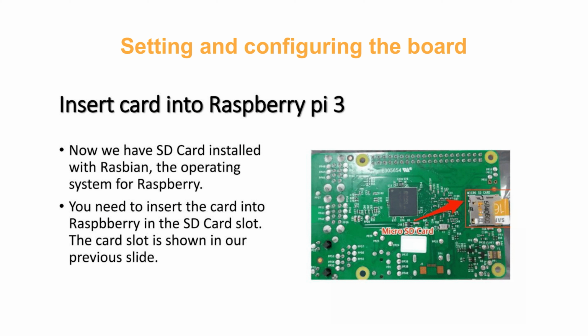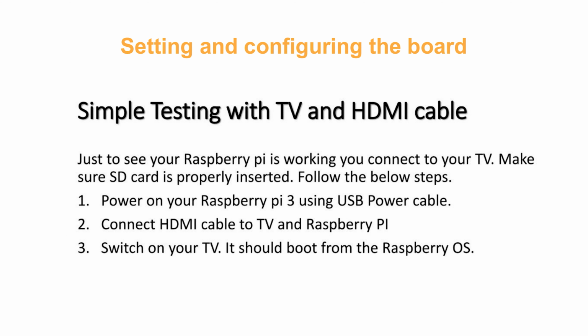The next very important step is to insert that SD card into the Raspberry Pi 3. Next we come to testing with the television or HDMI cable. Here is how it looks after we switch on the Raspberry Pi board. This is the last stage, and it is similar to Windows, where you can surf, listen to music, play games, and run Python programming on this Raspberry Pi board.